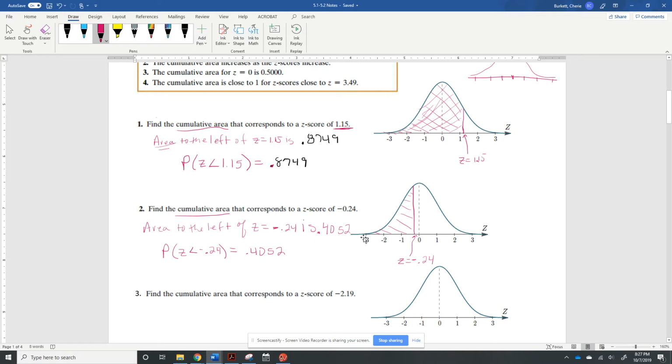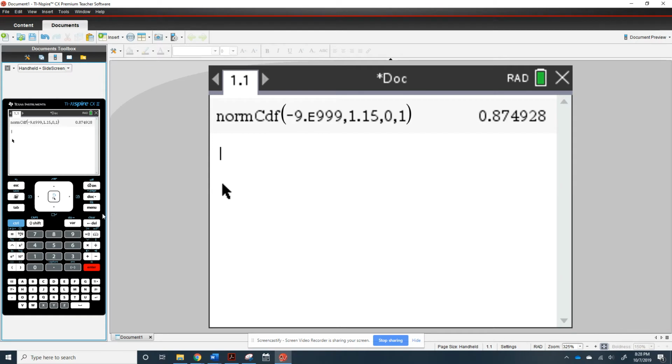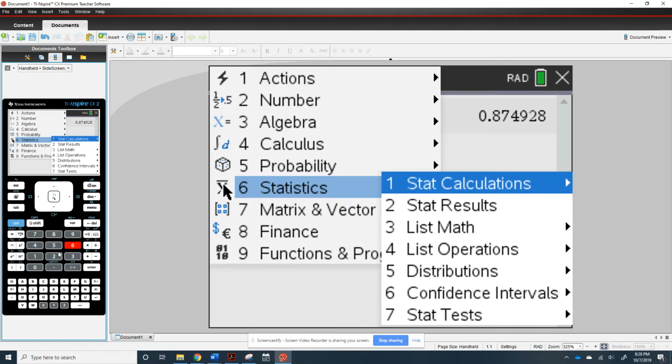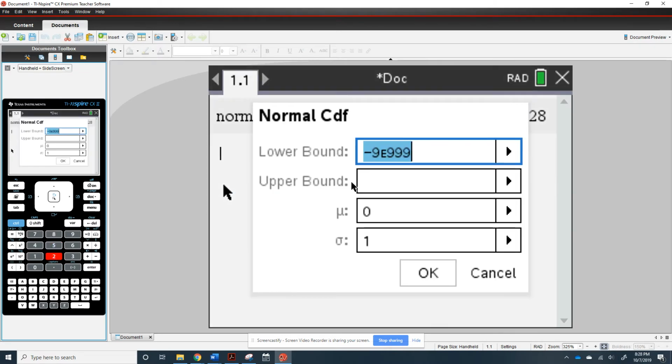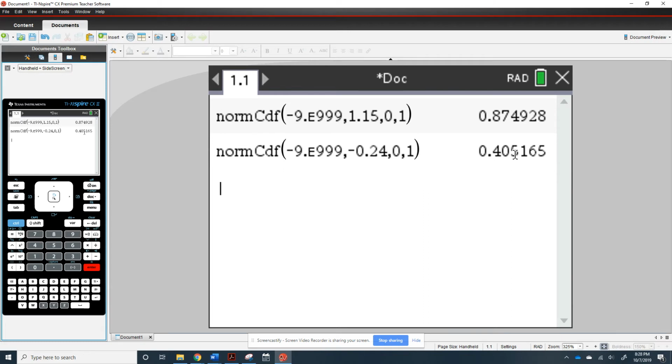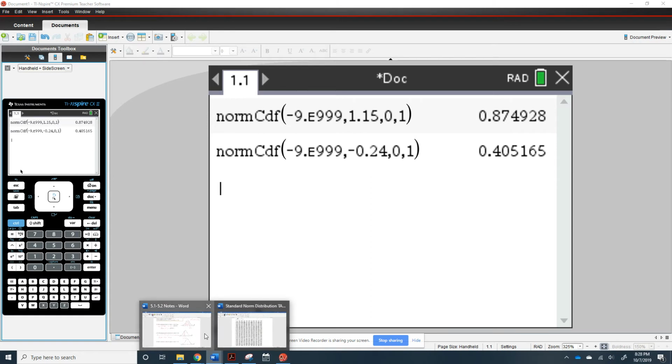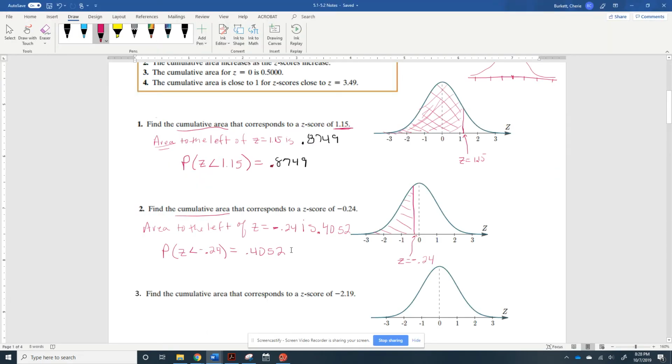Okay, so this one right here, it's the same thing. We're going to start over here at negative infinity, and we're going to go up to negative 0.24. So we're going to go menu 6, 5, 2. Lower bound's negative infinity. We're going to stop at negative 0.24. Mean and standard deviation are 0 and 1. Tab down to OK. Press OK. 0.405. Now we're going to round to 4 decimal places. This says 5165. This is the 4th decimal place right here. That is a 1. We look to the right of it. We see it's a number bigger than 5. So we're going to write down 0.4052. Same thing that the table gave us.